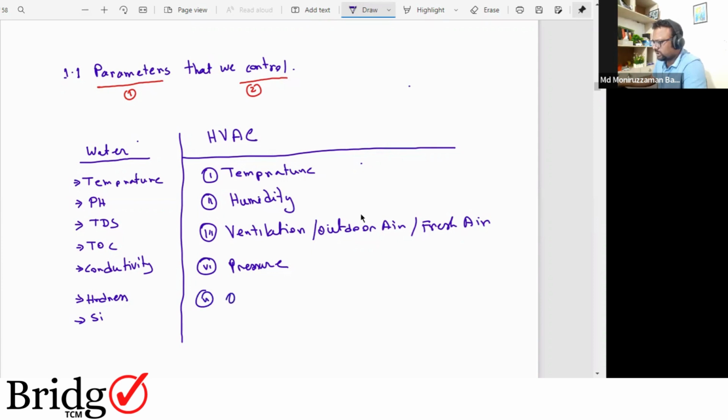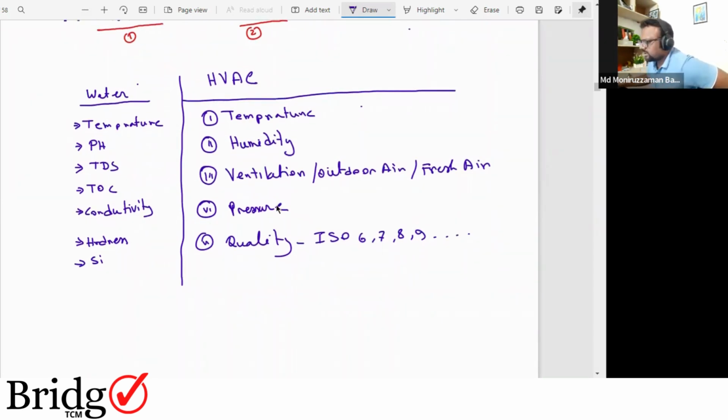We are also going to control the quality of the air. The carbon dioxide in the air is already controlled in the ventilation part. Air quality means the ISO air class that we are going to control. Let's say we are going to control ISO class 6, 7, 8, 9. So those are important stuff here. We are going to use particle filters, carbon filters, and some other things to control the air quality.